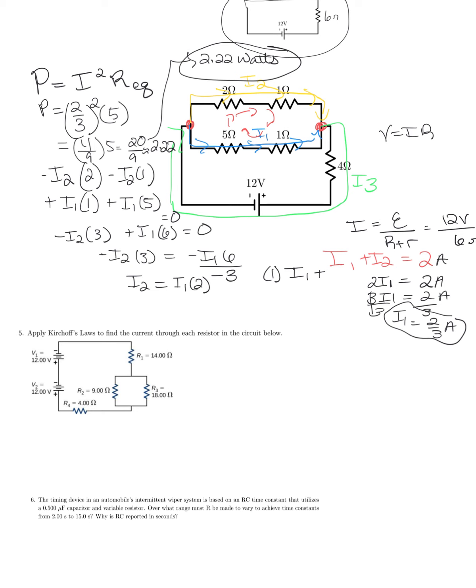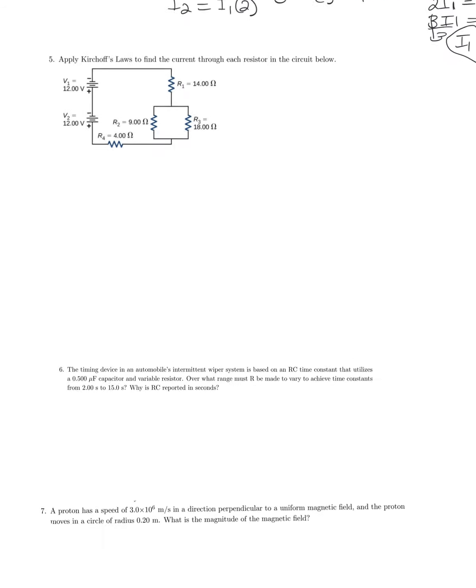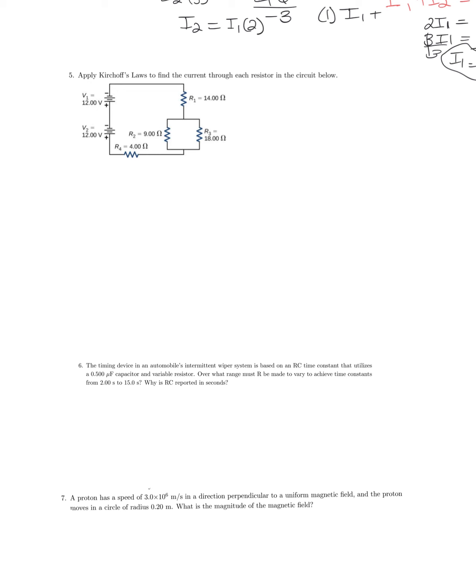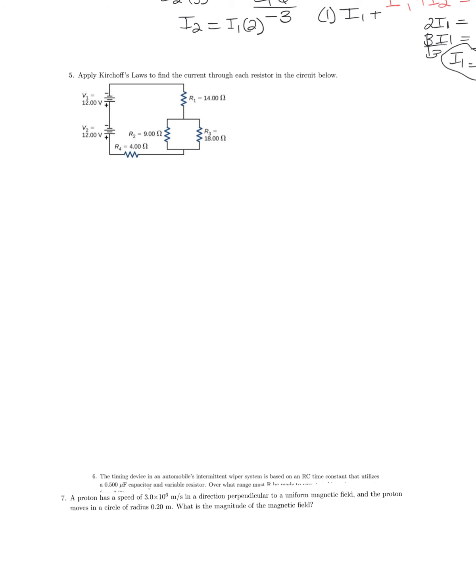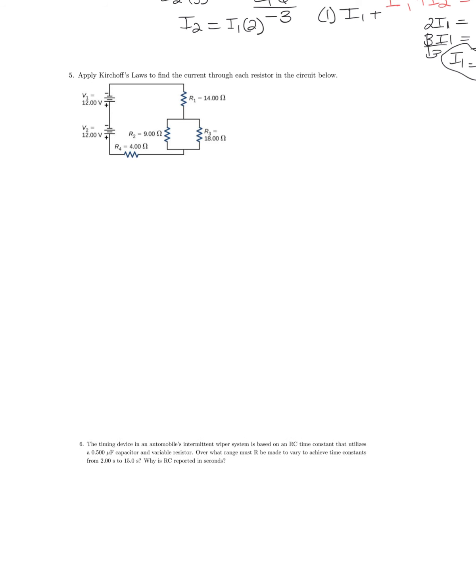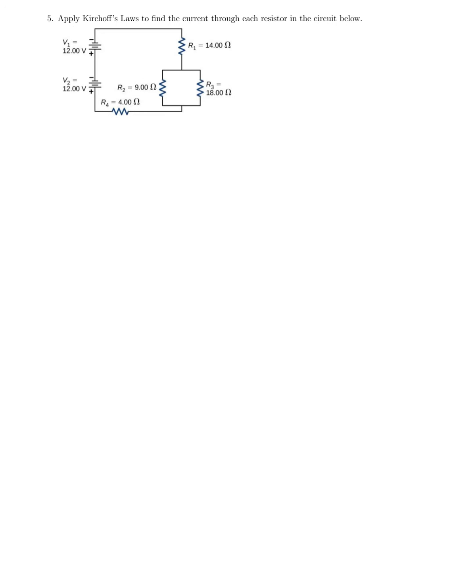Okay, so let's look at this next part, which we're going to need to move down. This one says, apply Kirchhoff's laws to find the current through each resistor in the circuit. Like with all the other ones, we're going to be redrawing our circuit every single time, and we'll go ahead and do that first.